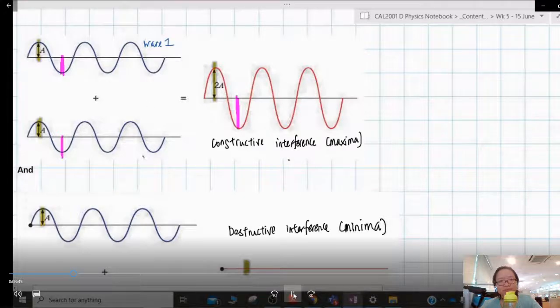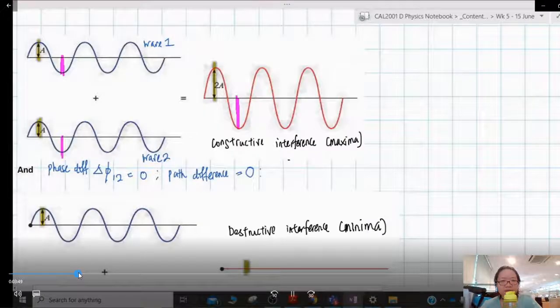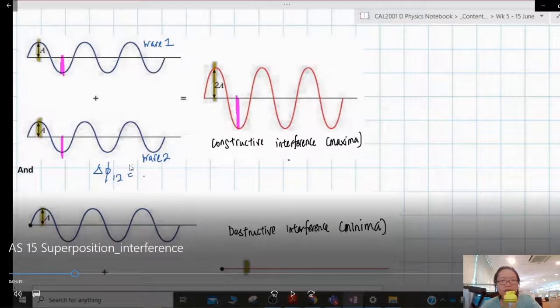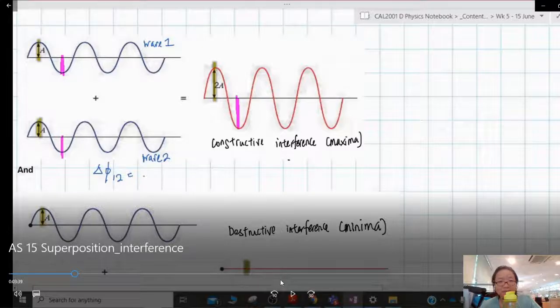Anyway, let's say this is wave 1 and this is wave 2. You can see that they are identical. So the phase relationship, the phase difference, is 0. If the phase difference is 0, the path difference is also 0. What I mean by path difference is that path difference 0 means this wave and this wave start at the same point. Because they start at the same point, there's no path difference.